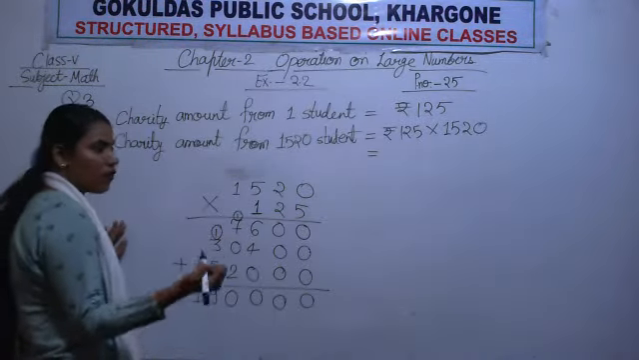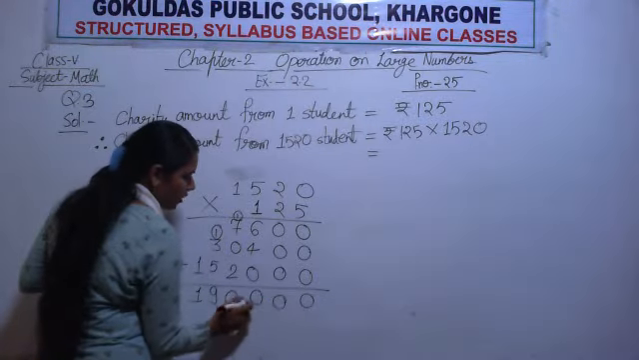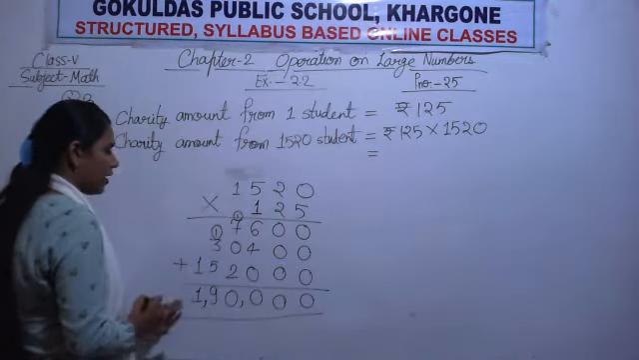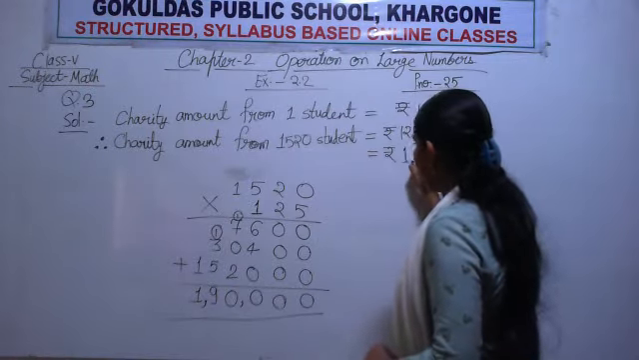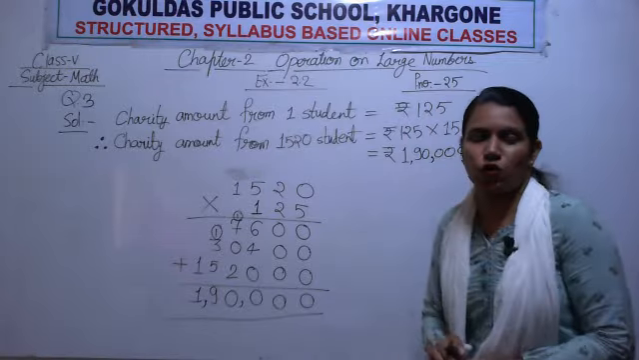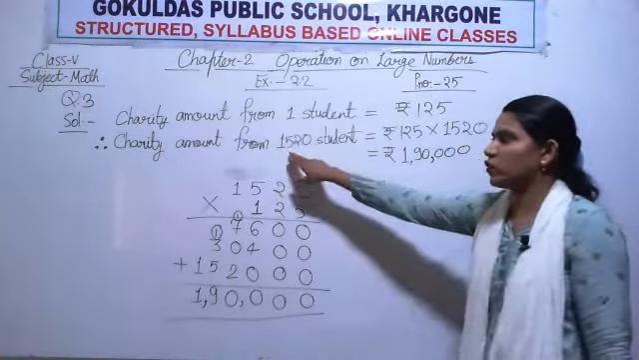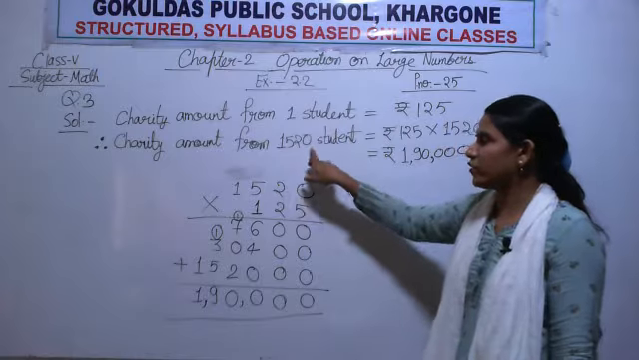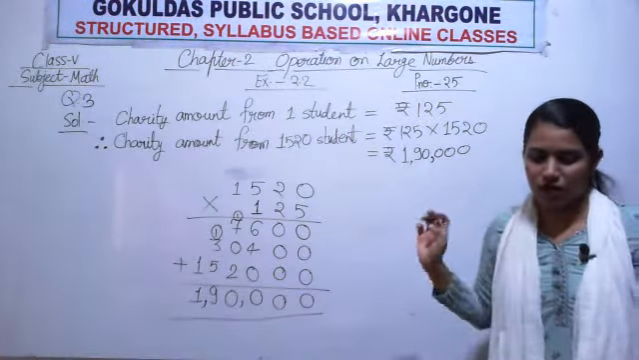Now put the commas according to the Indian system. So you will leave from the right side. You will leave 1, 2, 3 digits and put a comma. Then 2 digits and put a comma. So your final answer is rupees 1,90,000. So the total amount collected for charity from 1,520 students is rupees 1,90,000. Okay.